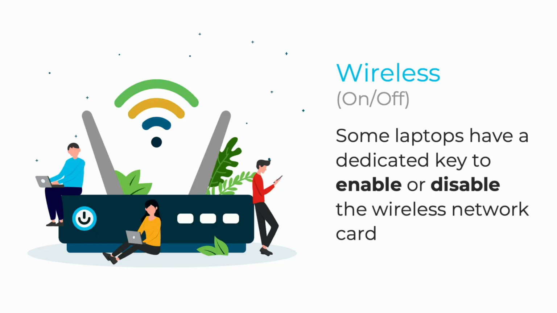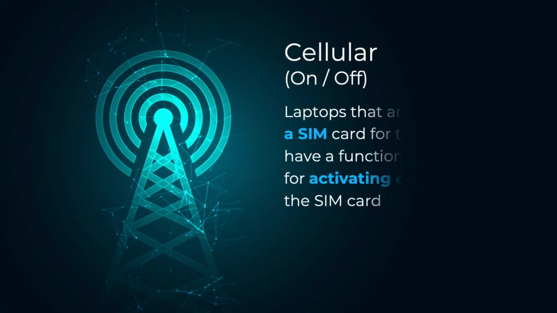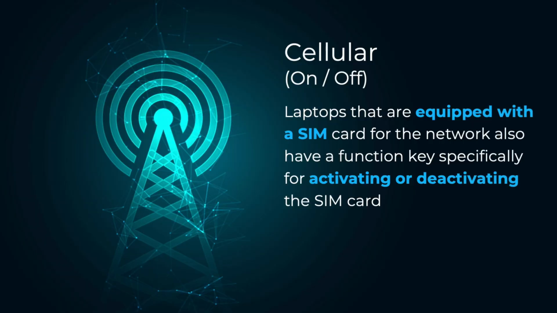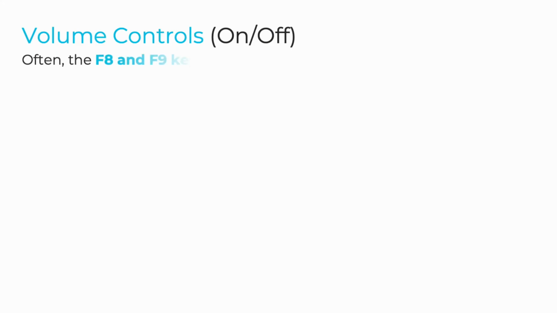Some laptops have a dedicated key to activate or disable the wireless network card, which is much faster than going to the computer's settings. Cellular on-off. Laptops that are equipped with a SIM card for the network also have a function key specifically for activating or deactivating the SIM card.